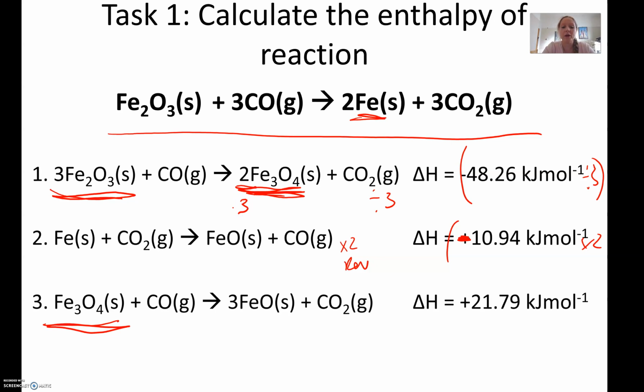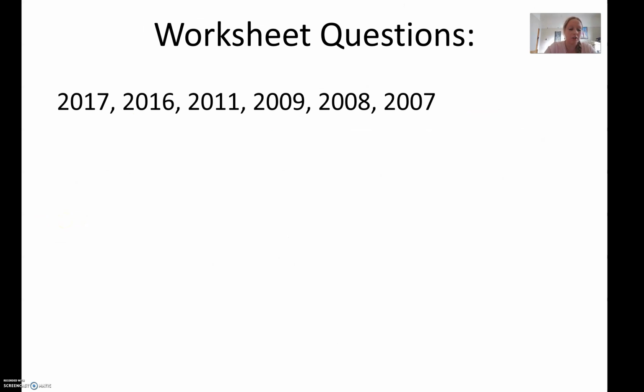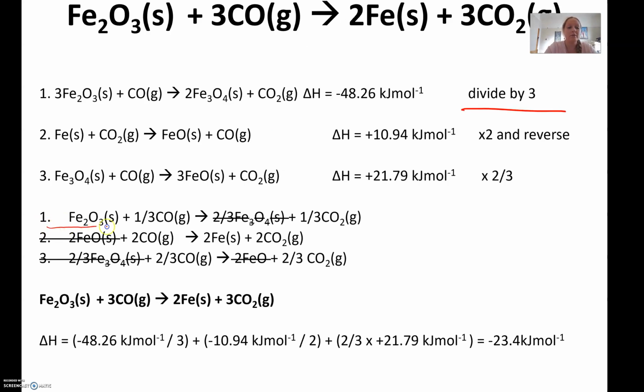Okay, so therefore we need to times equation 3 by 2 over 3, so that we can cancel this reactant with this product so that it's not in our equation. Okay, so let's go through and make these changes. Divide by 3 to the first one, which I've done here. Times by 2 in reverse, and times by 2 over 3. So we said all this, and I've made these changes here.